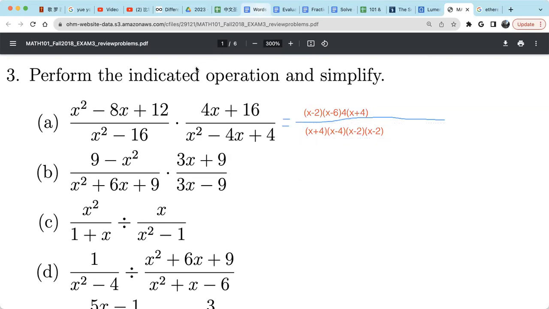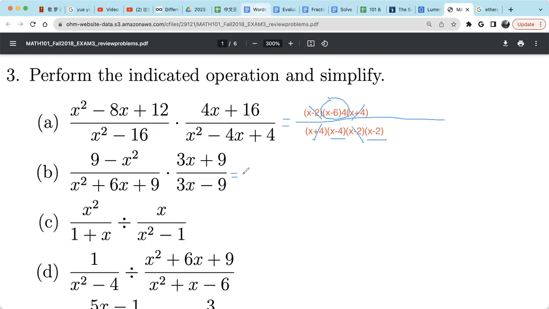Now I'm looking for common factors in the numerator and in the denominator. I see x minus 2, x minus 2. I see x plus 4, x plus 4. So I'm left with x minus 6 times 4, or 4 times x minus 6 in the numerator, and x minus 4 times x minus 2 in the denominator.